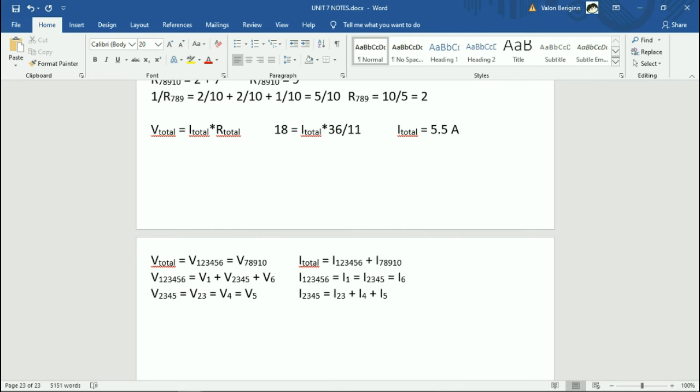And then we can break down the 2, 3 because it's in series. So V2,3 is summative because it's in series. And then for current, they're equal. Okay, then we can again break this down for 7, 8, 9, 10.